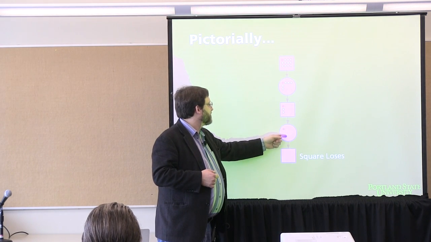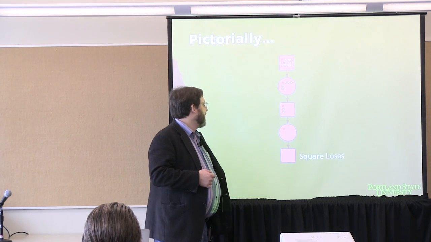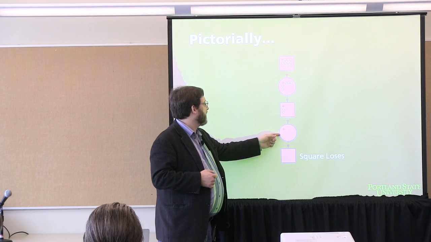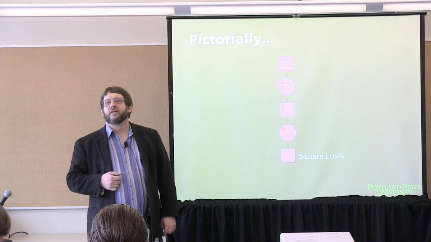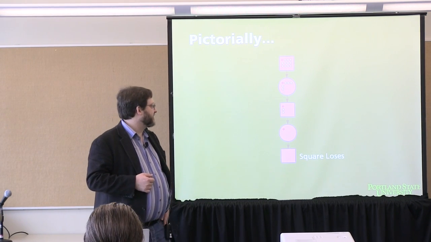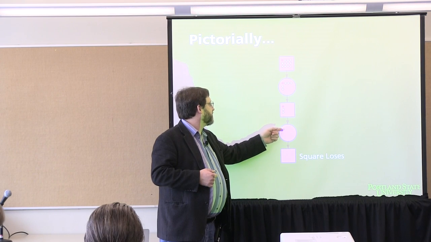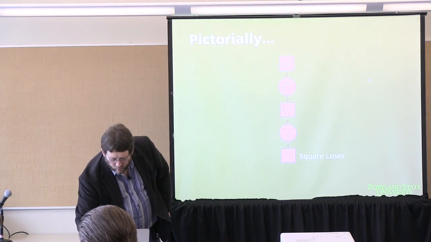I'm going to put you in this position. You're going to put me in this position, and there I am. At the end, you've carefully chosen to do this, and there I am eating the poison square, and then I lost. This says square loses, it should say circle loses, actually, because it's circle that ate the poison square. Typo. Oh well, it happens.